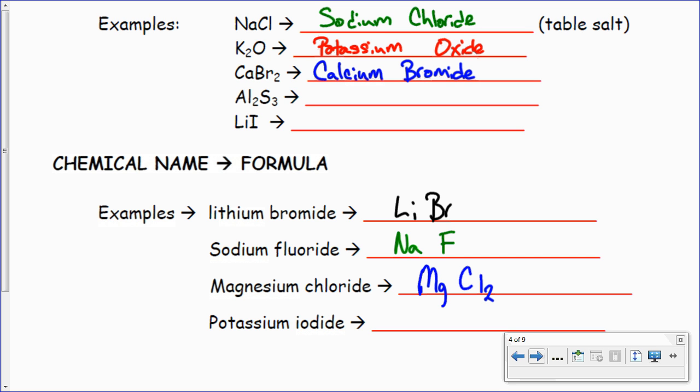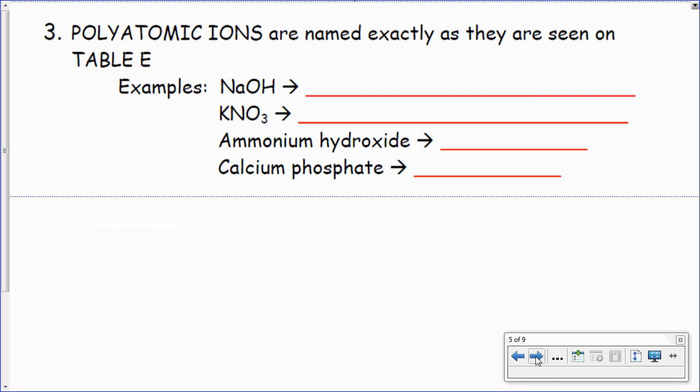Potassium iodide is the last one I'm going to do. Potassium's K. Iodine is I. And we're lucky in this respect because K has a plus one ion state, oxidation state, and iodine is always a minus one. So for that reason, we don't have to change any subscripts. So this is the only one where we're starting to get a peek at the future as to where we're headed with this stuff. Now, polyatomic ions are named exactly as they're seen on table E.